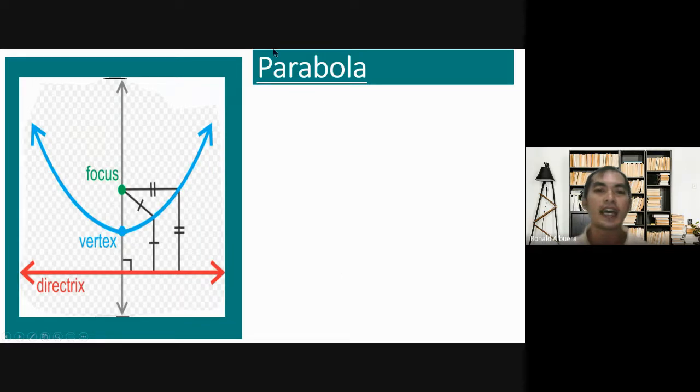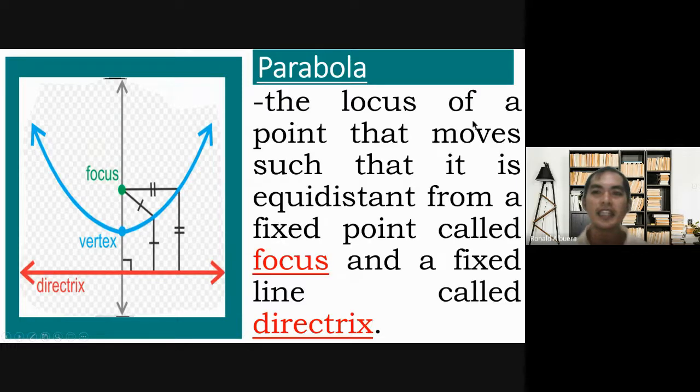So, analytically, ang definition ng parabola ay the locus of a point that moves such that it is equidistant from the fixed point called the focus and a fixed line called directrix. Anong ibig sabihin nito? Pag sinabing locus, it's simply a curve formed by a line of points or several points. Okay? So it's a curve. This is a locus of points.